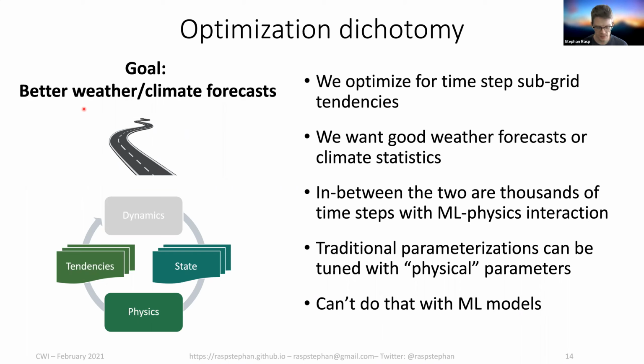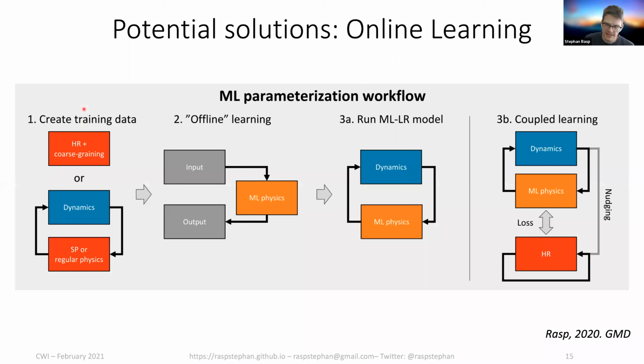And so, of course, we want to think about okay, what are potential ways forward? And I want to talk about a bunch of those now. Now, I'll say right away, I don't have a great answer, but these are just some things to think about. And the first thing is online learning. Now, if we think about what we've done so far, just to recap, we create a training data set from high resolution simulation.